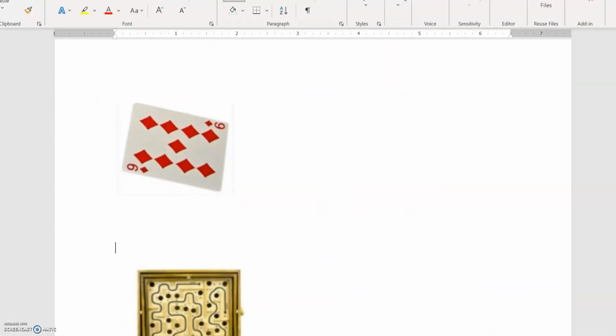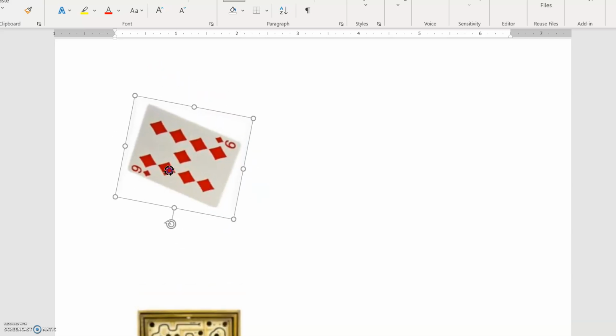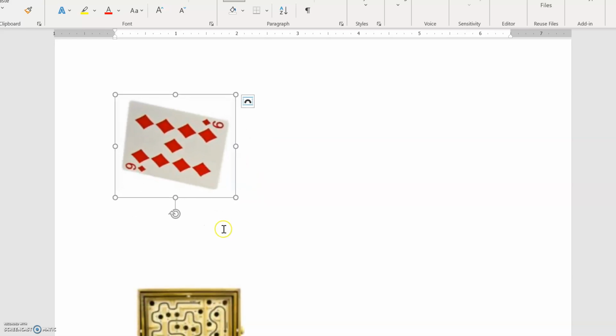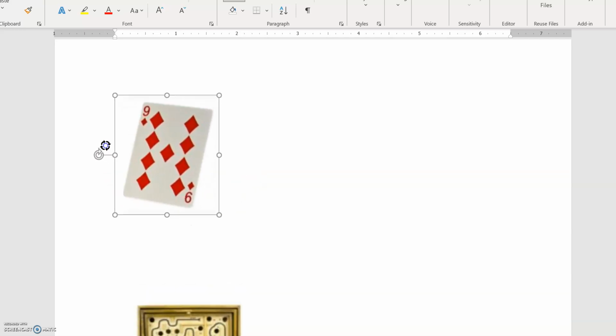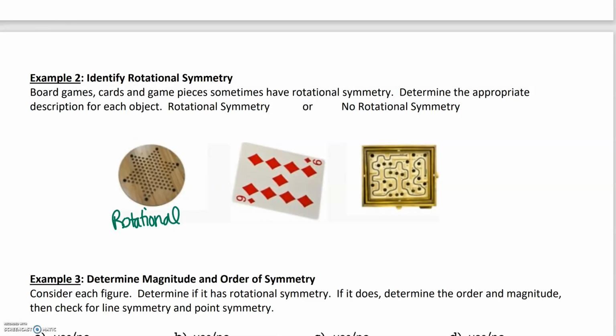And the next one, our card. Let's take a look at that one. If I go this way, no. But if I go this way, yes. So at 180 degrees, it is the same. And then not 270, but yes, back to 360, of course. So it does have rotational symmetry, barely.